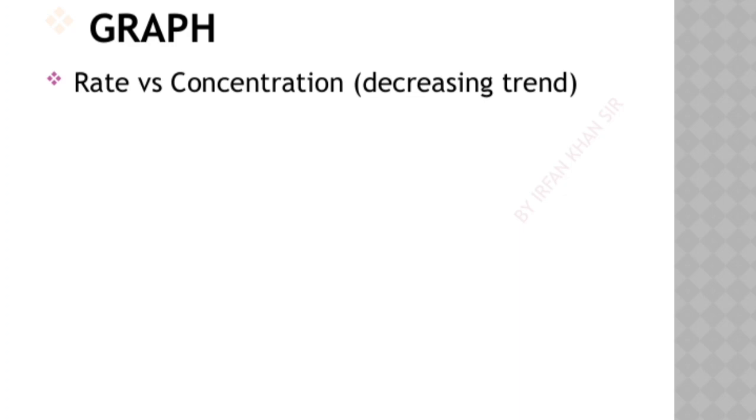As we look at this graph, you can see the relationship between rate and concentration. What stands out is the decreasing trend, meaning that as the concentration of our reactant increases, the rate of reaction doesn't keep climbing. In fact, it tends to level off or decrease.